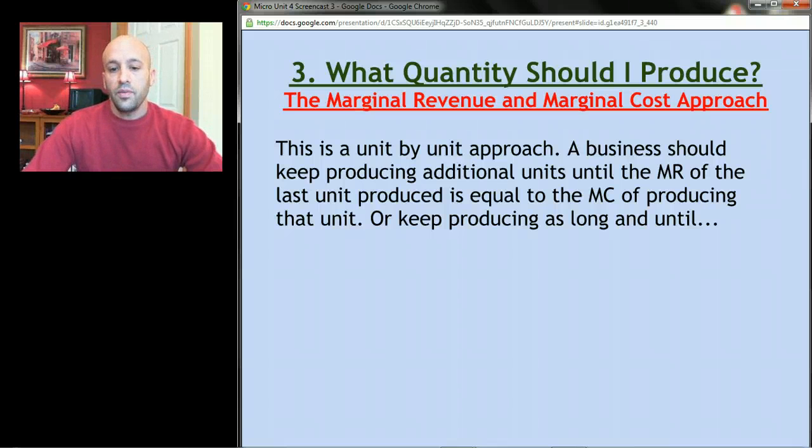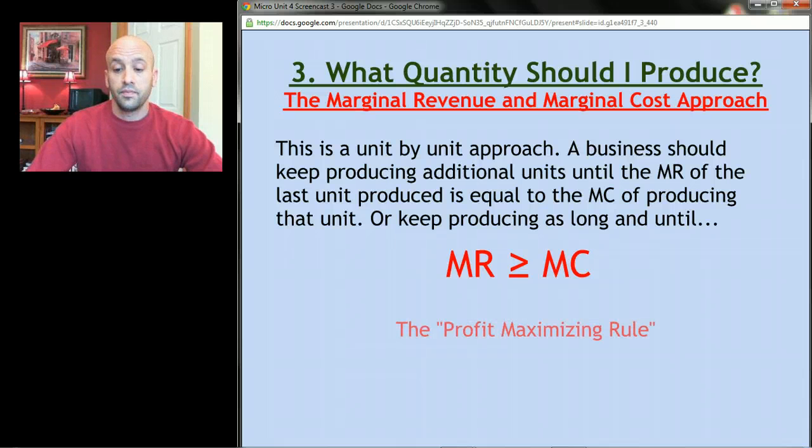A business should keep producing additional units until the marginal revenue of the last unit produced is equal to the marginal cost of that unit. Or another way of saying that, keep on producing, keep on adding to your quantity until this is true. The marginal revenue is greater than or equal to the marginal cost.